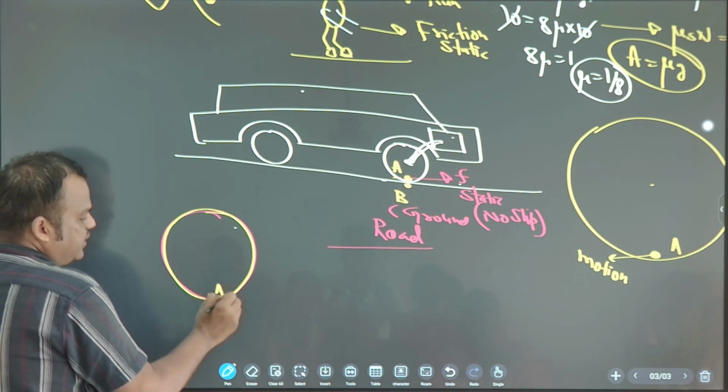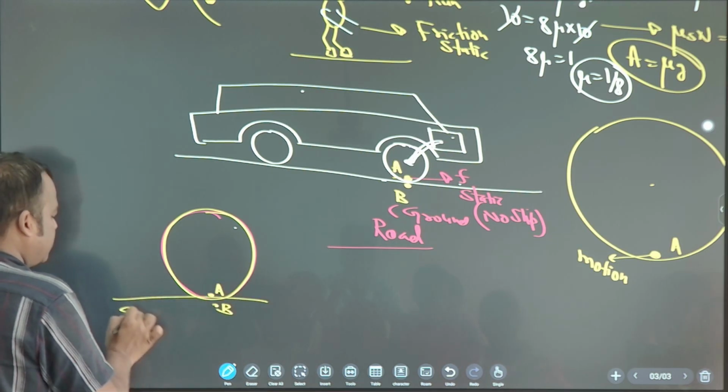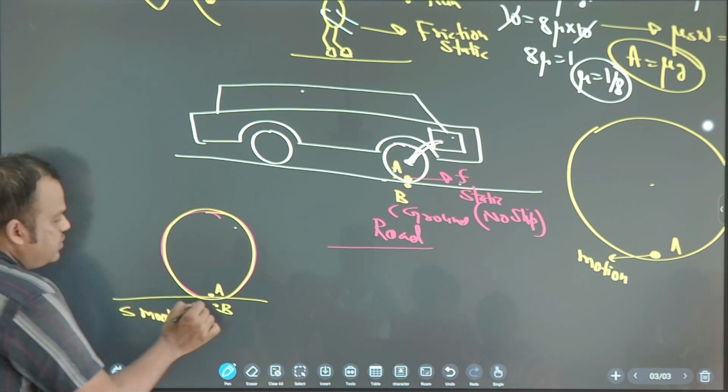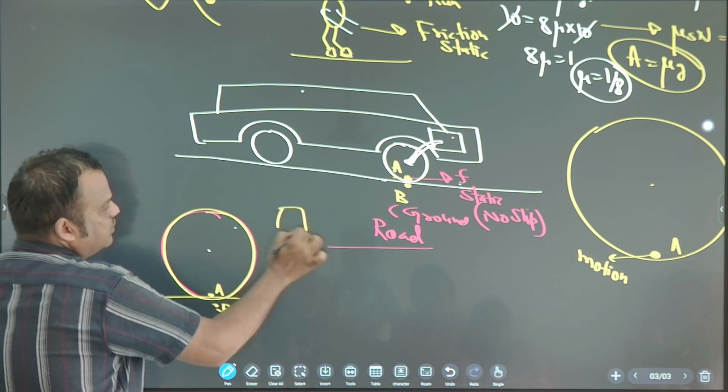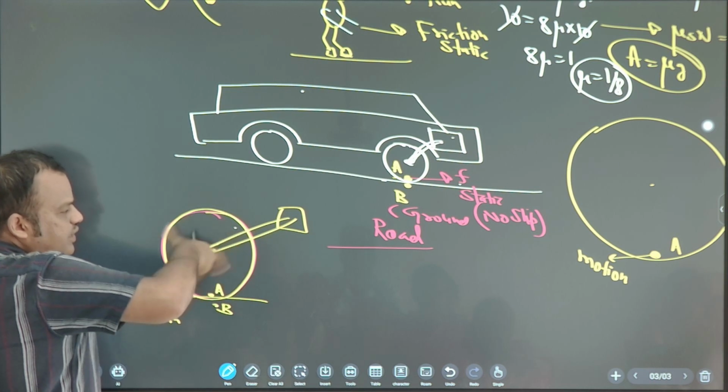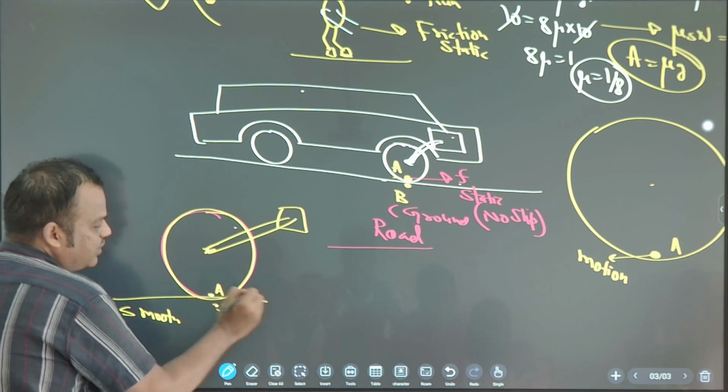Suppose this point is A, this point is B. Now the ground is smooth. Okay, so this is the engine. It is connected to the wheel. The engine will rotate it. So where will A move, right or left?